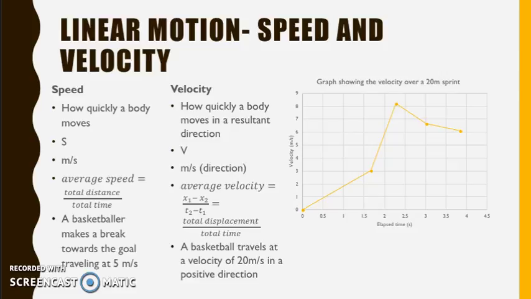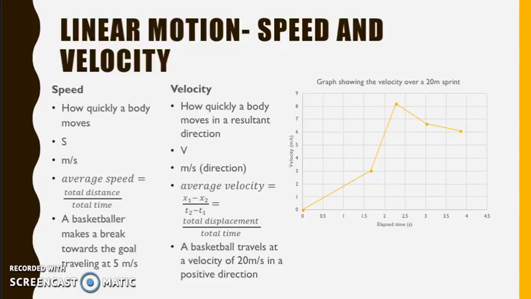So, for example, a basketball may travel 20 meters in 4 seconds, therefore it will be traveling at 5 meters per second because 20 divided by 4 is 5. Velocity is how quickly a body moves in a resultant direction, and therefore it's a vector. It is represented by a large V and measured in meters per second, stating positive or negative direction. To calculate the average velocity of an object or body, it is the total displacement divided by the total time.